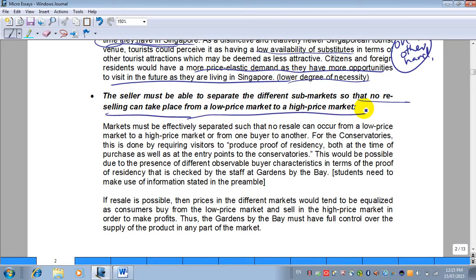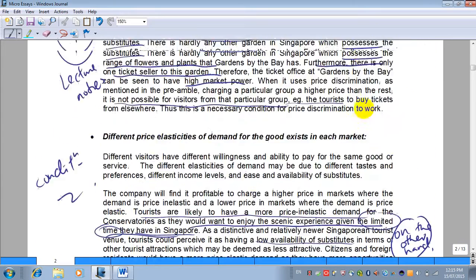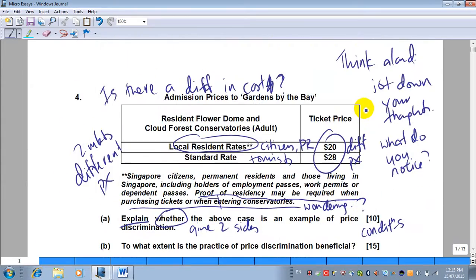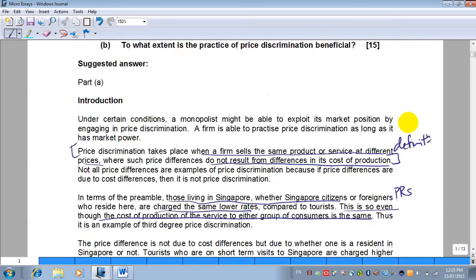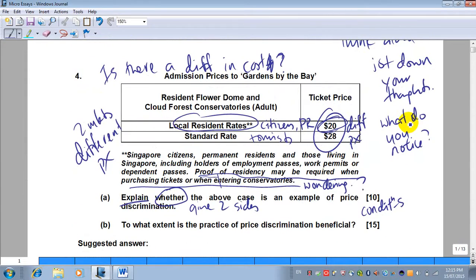Now think about it, as I said just now, if the price in market A is lower than market B, consumers in market A will try to take advantage of the situation by buying a lot of tickets and reselling to market B. And this is possible for this case, right? Because if you're a local resident, you might try to buy at $20 and then sell it to the tourists at $28. But it is not possible, right? You know why? Because of something that we picked up earlier about the proof of residency, which is required when purchasing tickets or when entering conservatories.